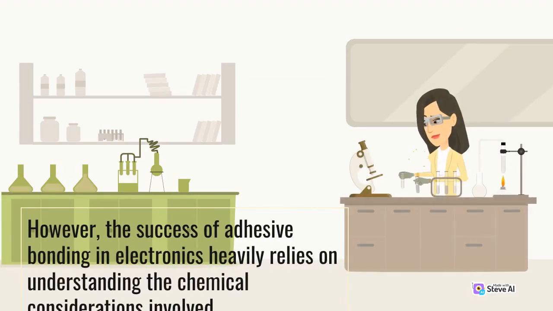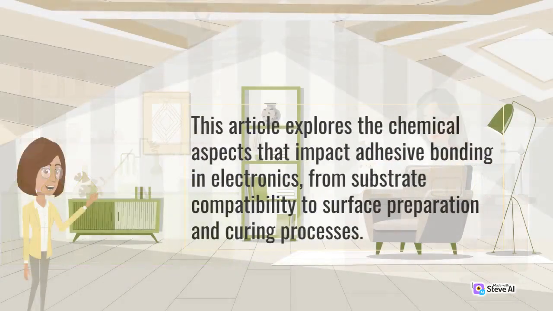However, the success of adhesive bonding in electronics heavily relies on understanding the chemical considerations involved. This article explores the chemical aspects that impact adhesive bonding in electronics, from substrate compatibility to surface preparation and curing processes.